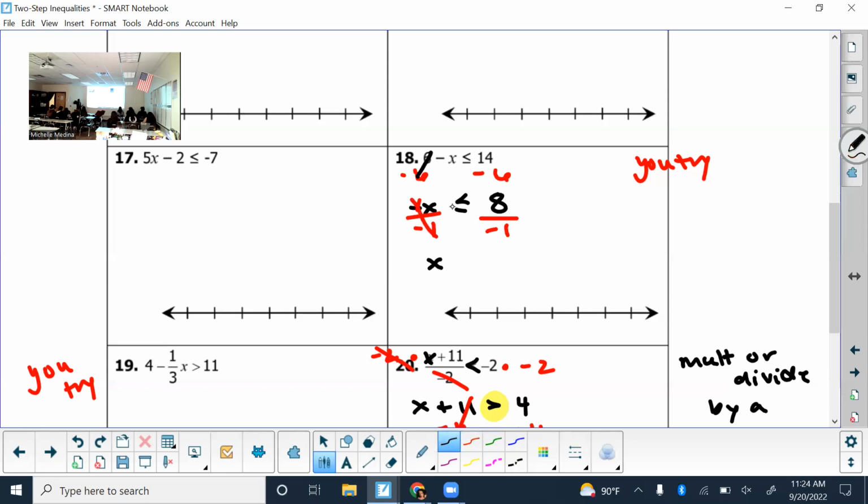Do I need to flip the sign? Yes, because I divided by a negative on each side. So flip the sign. 8 divided by negative 1 is negative 8. So make sure that the opening is facing the correct way. We did have to flip the sign in that one.